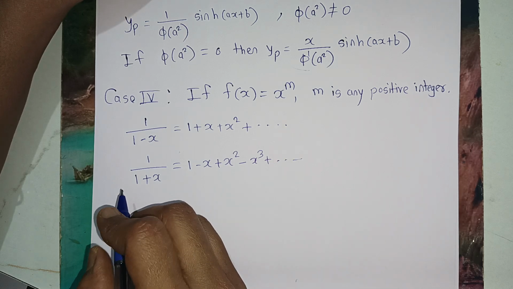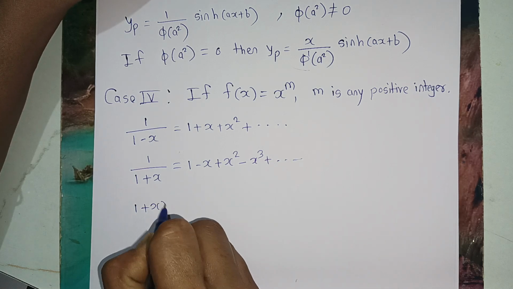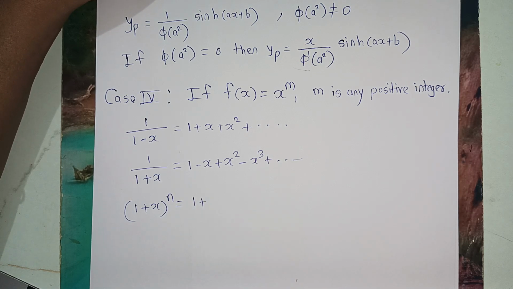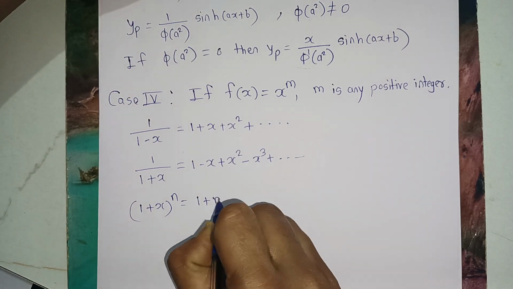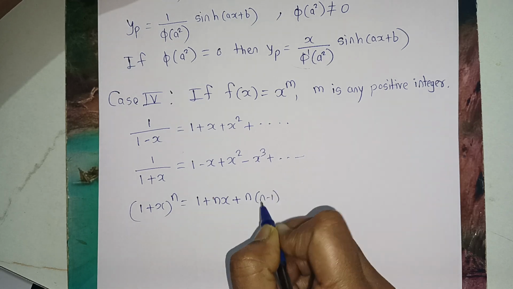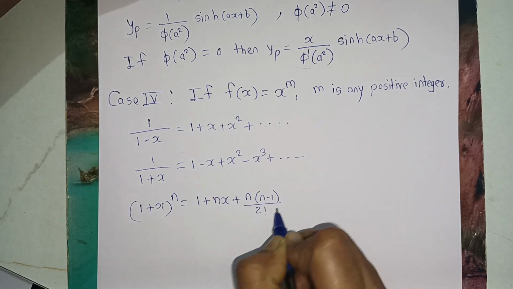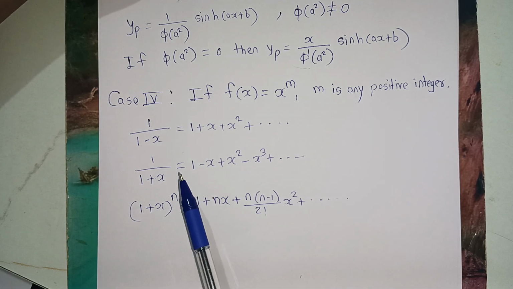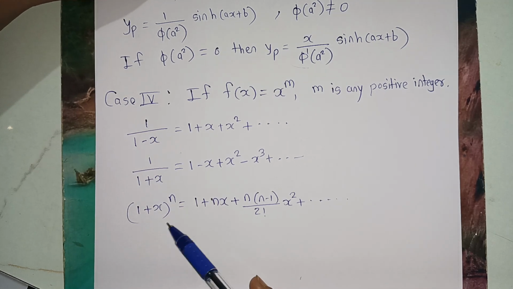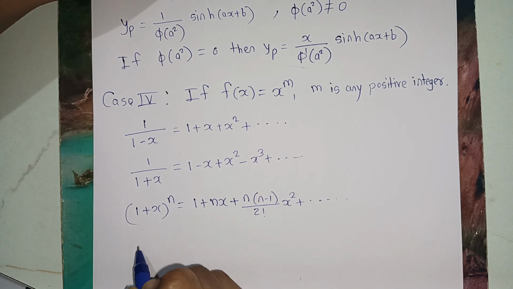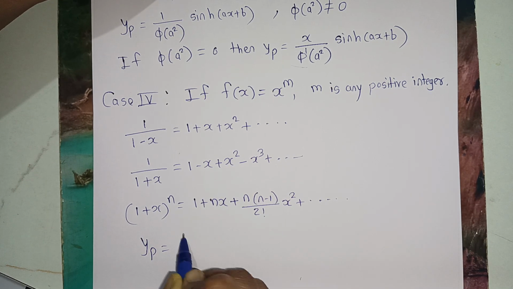And the last one, the binomial theorem: 1 plus x raised to n is equal to 1 plus nx plus n into n minus 1 divided by 2 factorial x squared plus dot dot dot. So we have to use any of these formulae to find out yp. In this case, yp is equal to 1 upon phi of d operating on x raised to m.